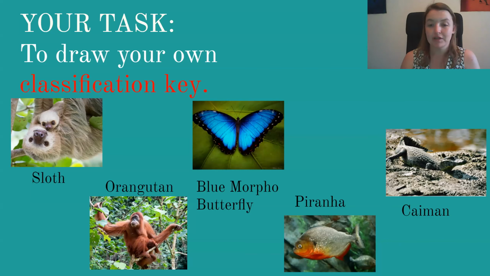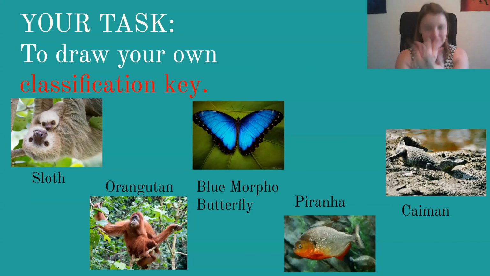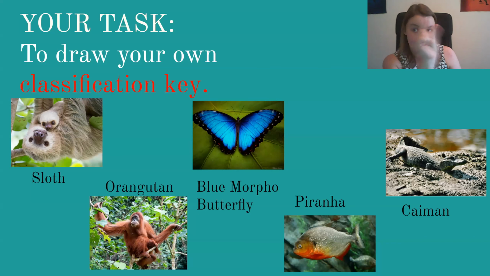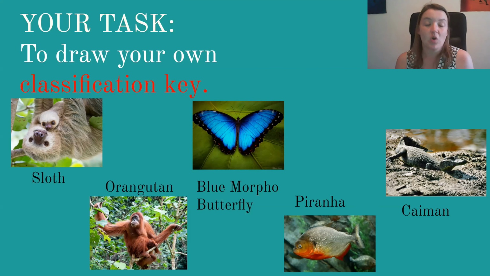I have found 5 animals that come from the rainforest. There is the sloth, the orangutan, the blue morpho butterfly, piranha, and the caiman. They have all got one thing in common, and that is they all live in the ecosystem of the rainforest. The ecosystem is a community of plants, animals, habitats, and microorganisms. So they all live in the rainforest.